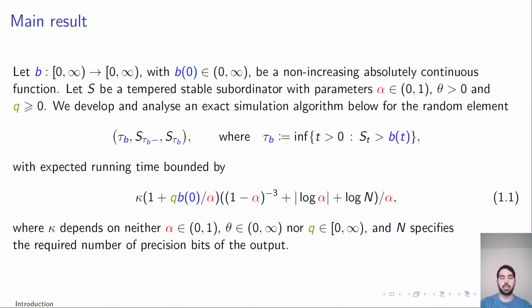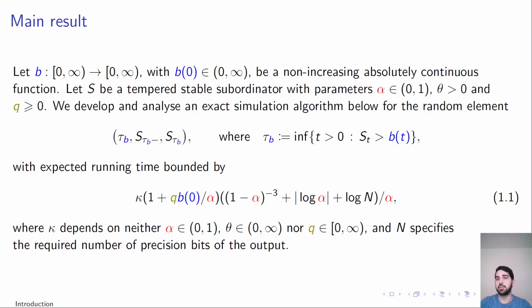Now, in our algorithm for this setting, the complexity is bounded by this number, and you can see that it's at most polynomial in any of the variables. So it's at most linear in q, B0, at most cubic in alpha as alpha goes to 1, and at most alpha to the minus 2 log alpha when alpha goes to 0. Okay, logarithmic in the number of precision bits. So this is completely fine.